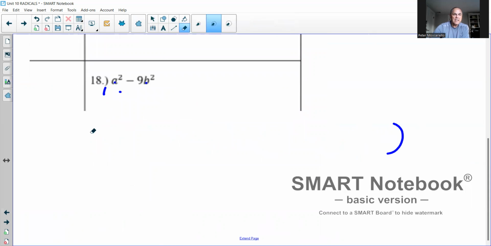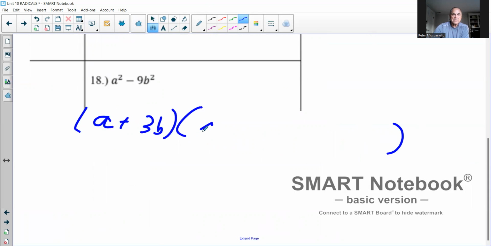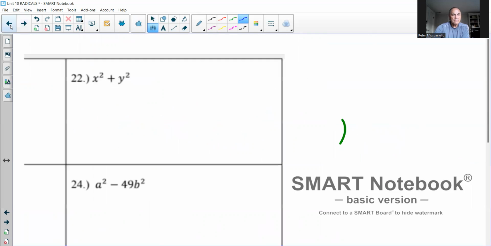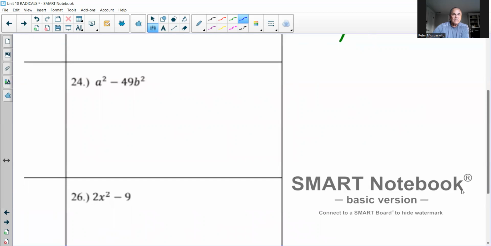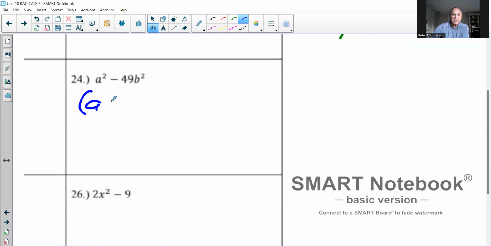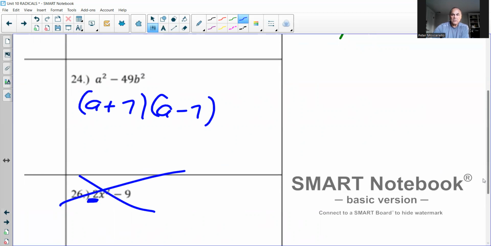And how about 18? Did you get A plus 3B and A minus 3B? All right, so that's difference of squares. Oh, there's more. 22 is a plus, not a difference. No good. 24 is A plus 7, A minus 7. 26, 2 is not a perfect square. No good.